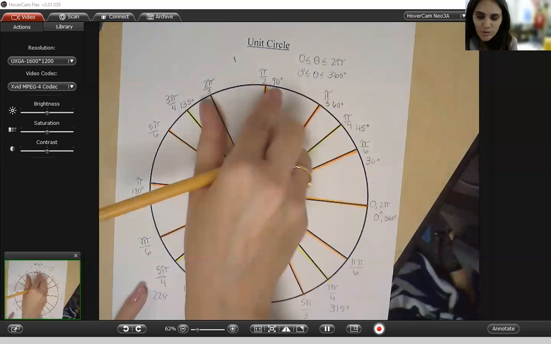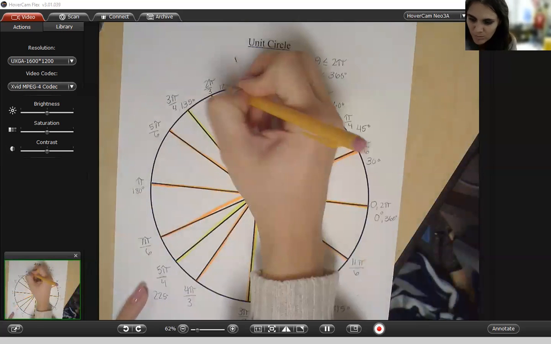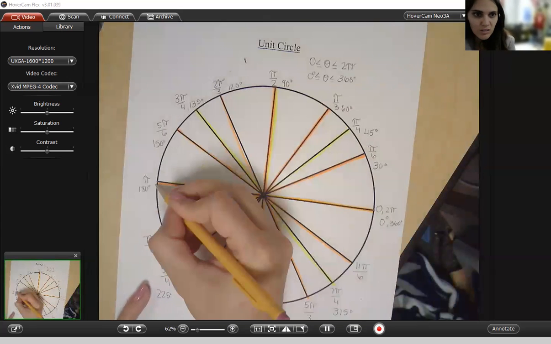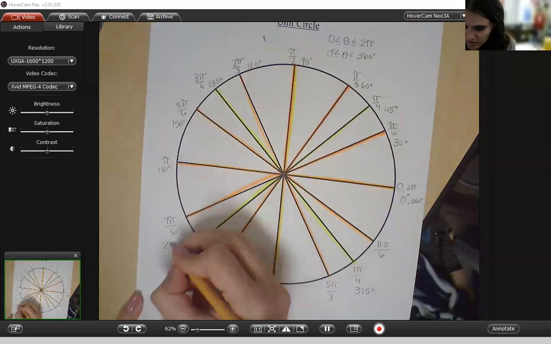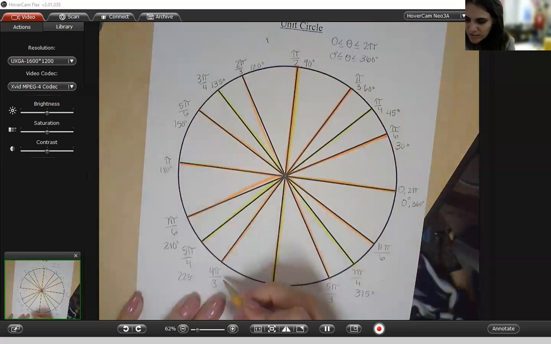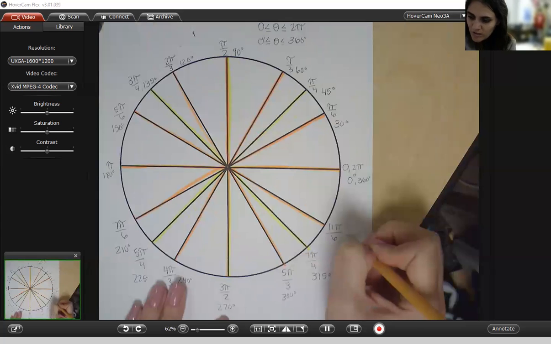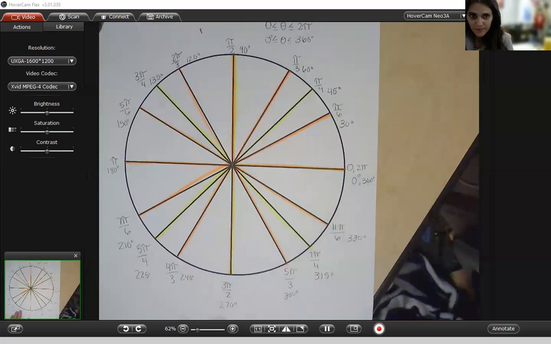Then I've done another 30 degrees, so 90 plus 30 is 120. Plus another 30 is going to get you to 150, plus another 30 is 180, plus another 30 is 210, plus another 30 gets you to 240, plus another 30 is 270. Plus 30 will get you to 300, plus 30 to 330, and plus 30 will get you to 360 degrees.